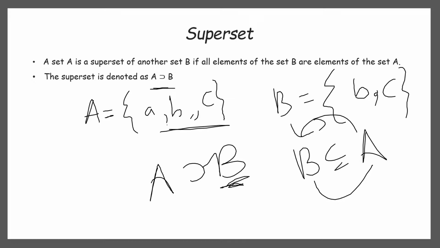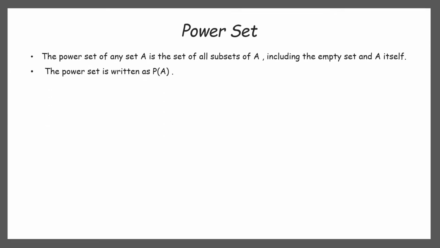Okay, next is power set. The power set of any set A is the set of all subsets of A, including the empty set and the set A itself. The power set is written as P and in brackets the name of that set. Here it was set A, so it is written as power set of set A. So power set is basically a set which contains all the subsets of a given set.